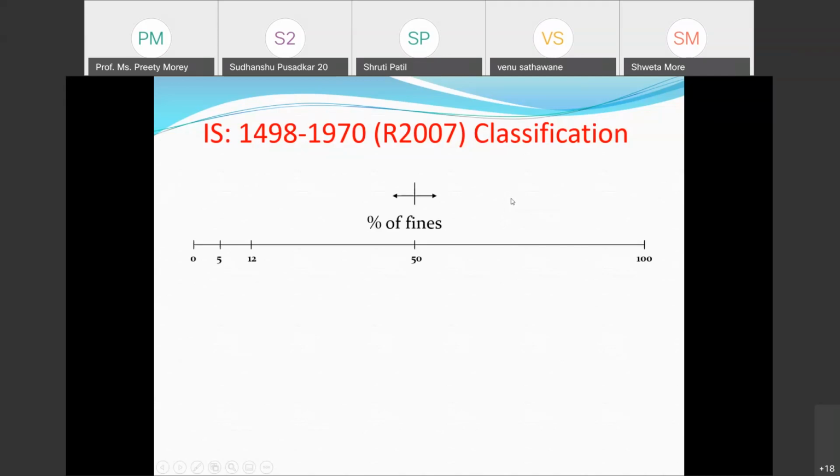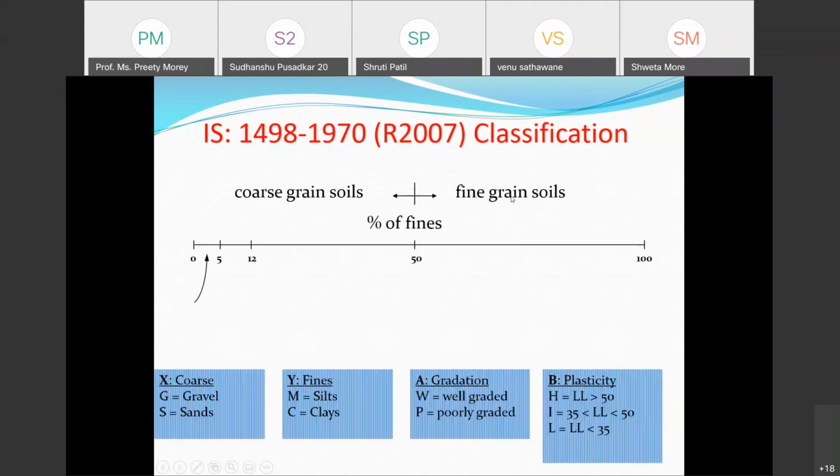So the rest of the process is the same. I will not go into details that much, okay? Because this symbol system is similar to your US classification system: well-graded, poorly graded, silt and clay. Only the difference is there in the plasticity chart.